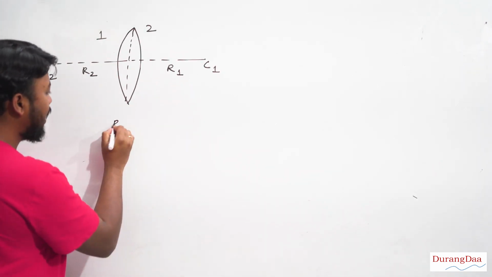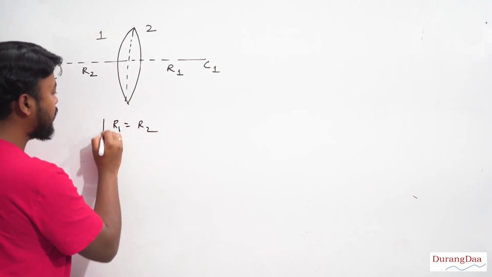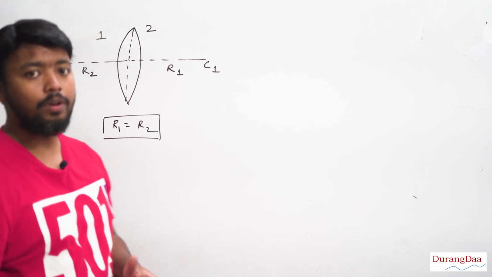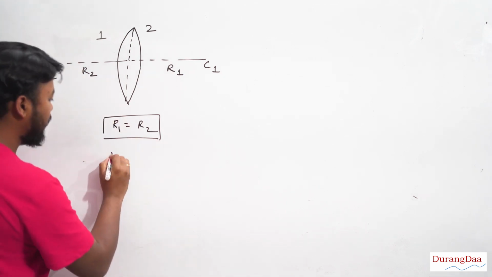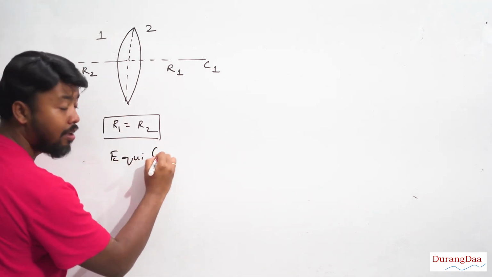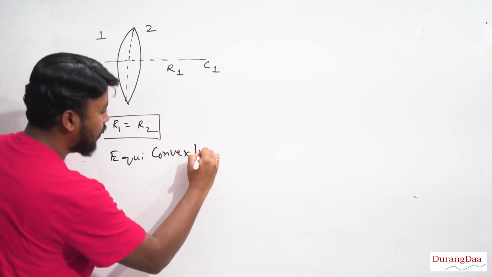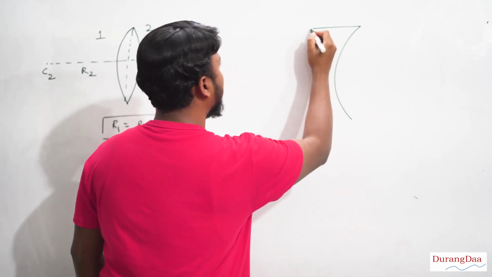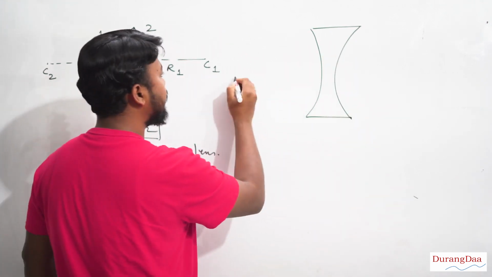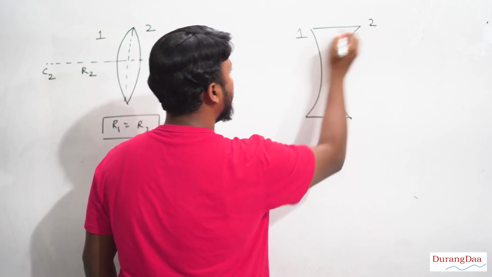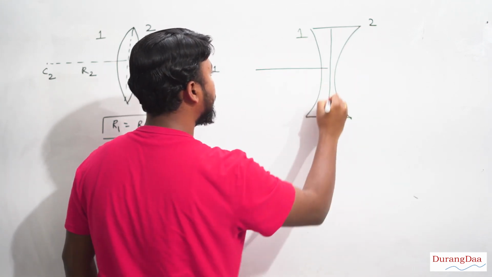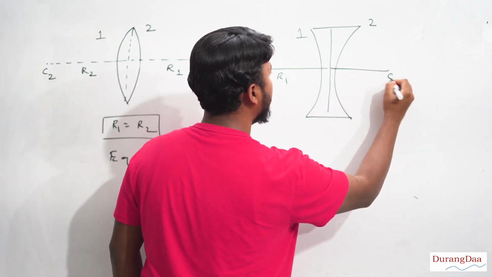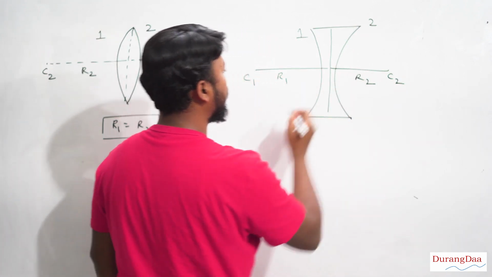But if R1 equals R2, that means both sides, the radius of curvatures for both the surfaces are equal, then we may call it equiconvex lens. Similarly, for concave lens, already we know how to draw center of curvatures. This is surface 1, this is surface 2. So this side, this would be R1, C1. This side it would be C2, and this side R2.